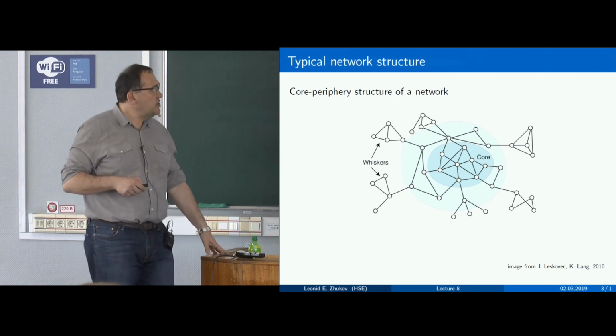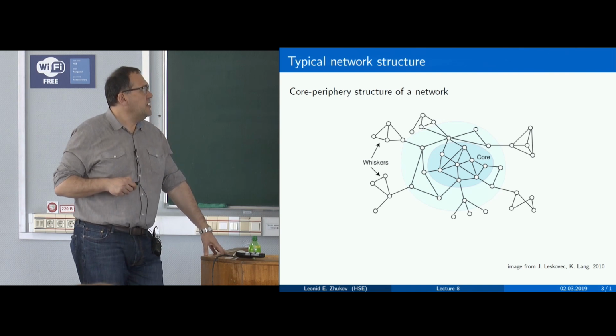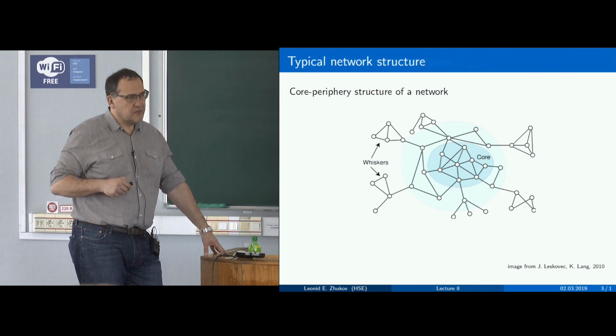So the question would be, can we actually take a graph and detect this core, and split the graph into core and periphery? Now, it's clear that we cannot define very well, uniquely, what core is.